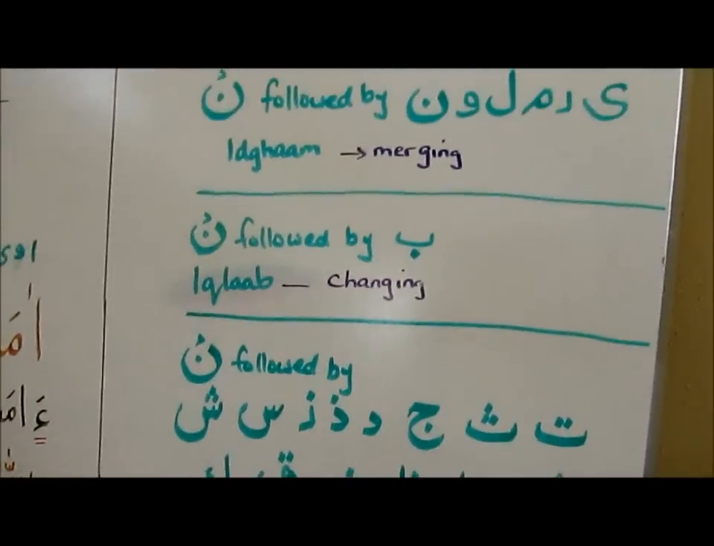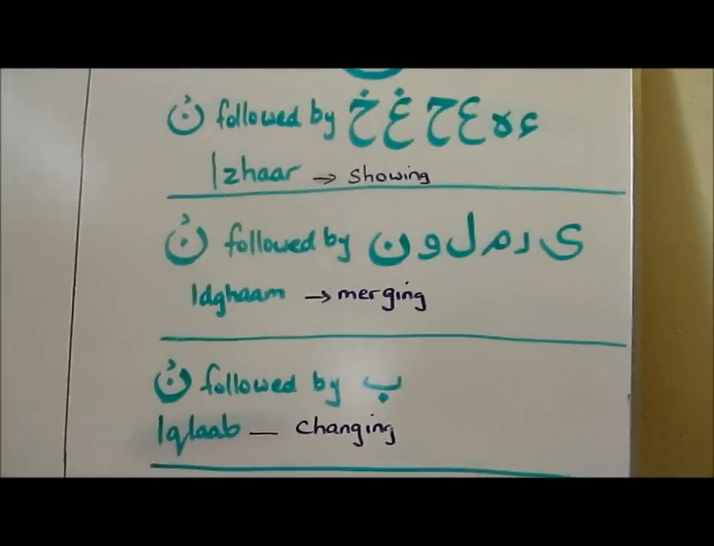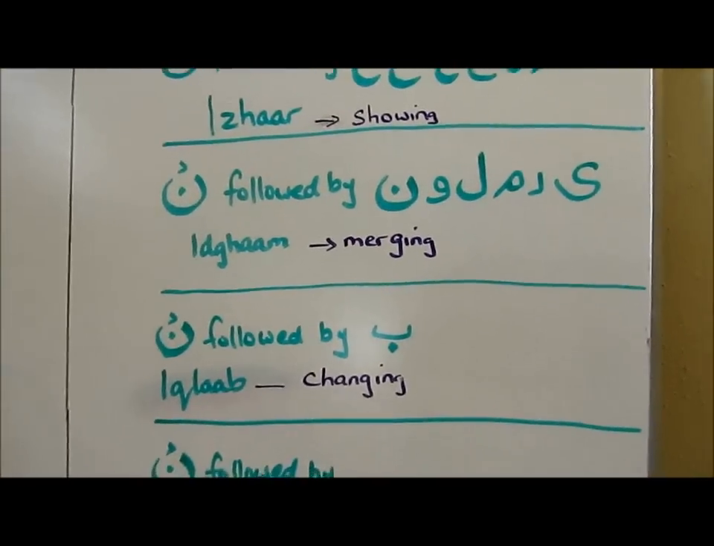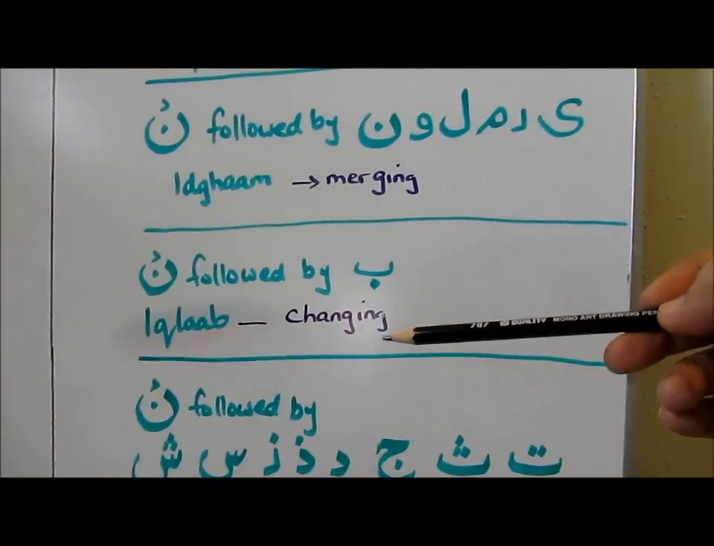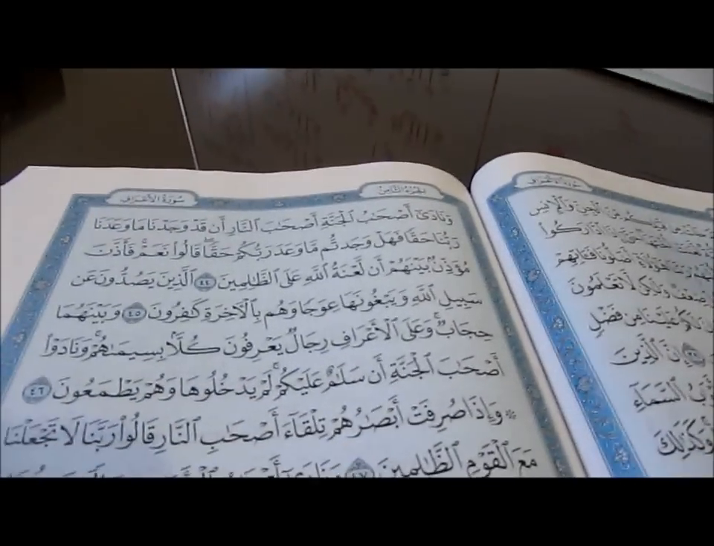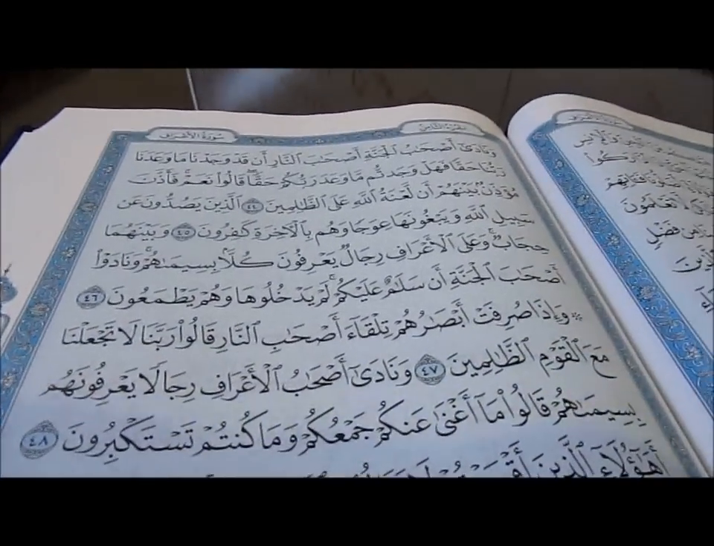The next one is when you have noon sakin followed by the yarmaloon, and I will also try and do these as they come by, which is the noon sakin followed by the ba, which is the changeover. So let's see if we can find any of those as well. So we'll do them along, inshallah.